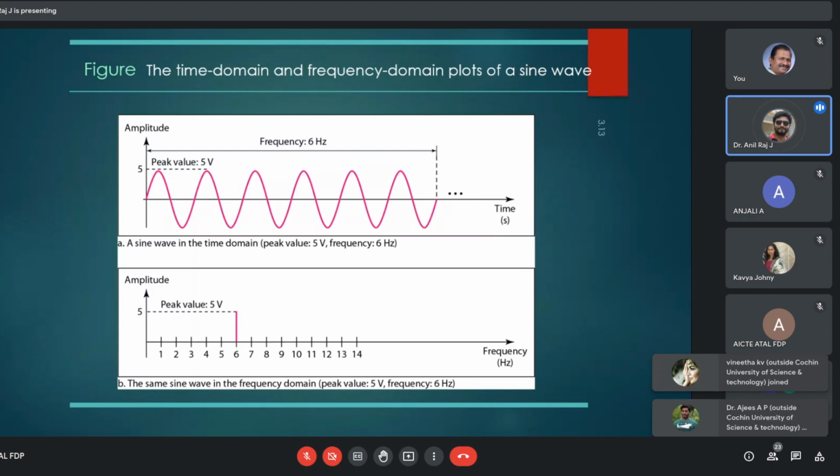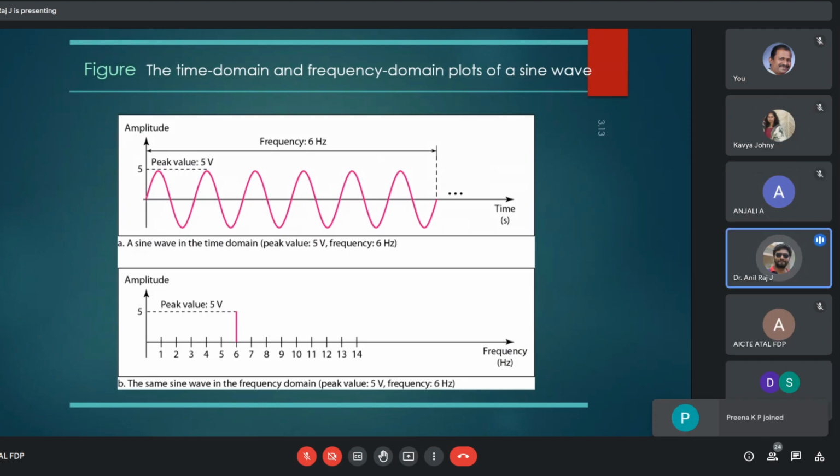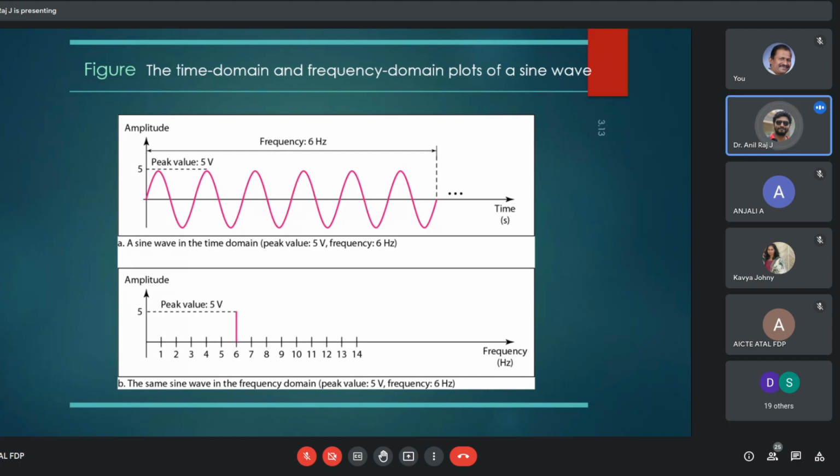So next, we'll see the frequency domain. What are the time domain and the frequency domain? In the first image, we can see that as time increases, the wave goes on like this. It's a sine wave having a frequency of 6 hertz and an amplitude of 5 volts. This signal is a periodic signal having a constant frequency of 6 hertz.